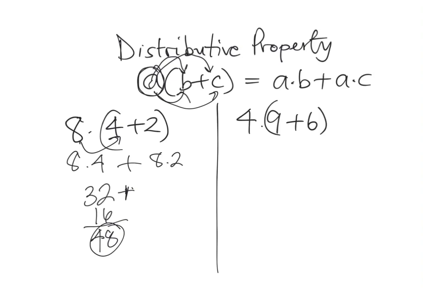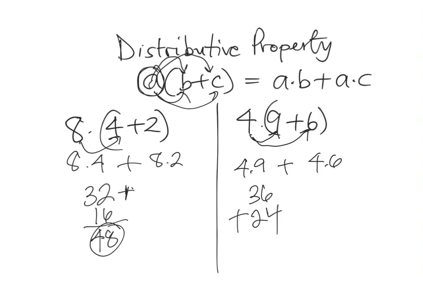On the next problem, we have 4 into 9 plus 6. It will be 4 times 9 plus 4 times 6. 4 times 9, of course, is 36. We add that to 4 times 6, which is 24. You add those two together and you get 60. So that's how we do that problem. So that's how we use the distributive property to do number 94 and number 100.